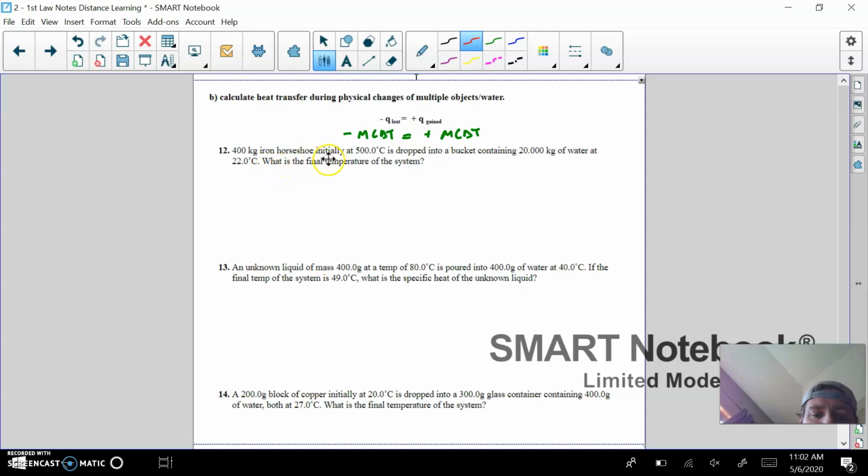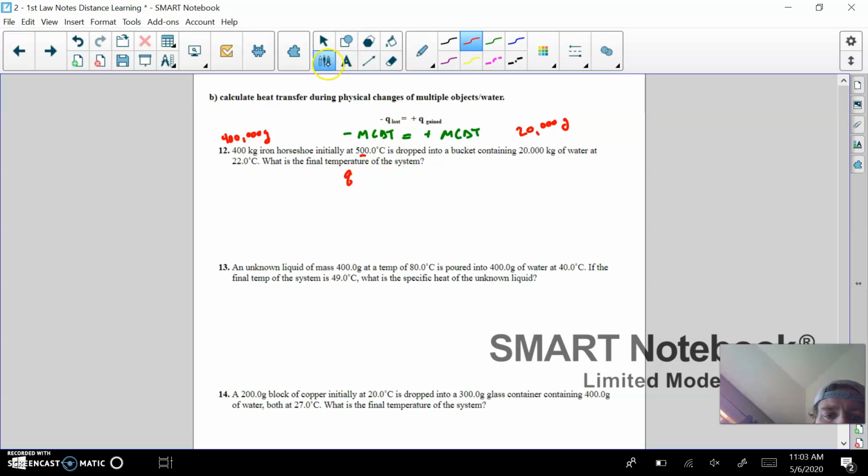All right, so a 400-gram horseshoe initially at 500 degrees Celsius is dropped into a bucket containing 20 kilograms of water at 22 degrees Celsius. The first thing right away is you need to make this into grams: 400,000 grams and 20,000 grams. Don't do it in kilograms, you'll get bad answers. So what's going to lose heat? Well, the Q lost is definitely going to be the iron, the horseshoe. The iron is going to cool off, and what's going to gain heat is the water.